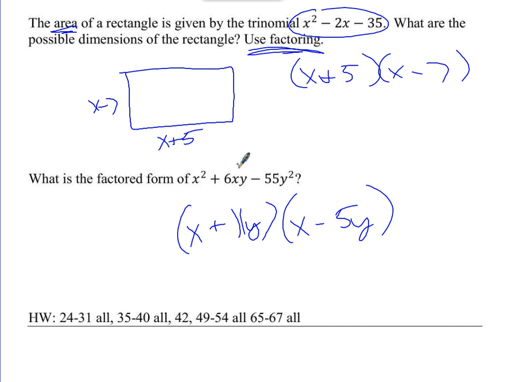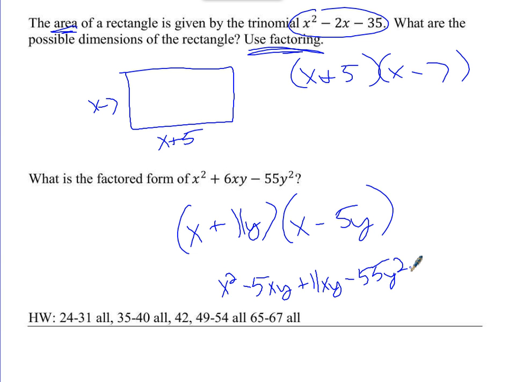Yeah, as you FOIL, so let's just FOIL this back out. We do have the x times x, which is x squared. But then the O is the x times the negative 5y, which is negative 5xy. And then the I is 11y times x, which is positive 11xy. Those are like terms, they'll combine to give me that 6xy. And then, of course, the minus 55y squared.